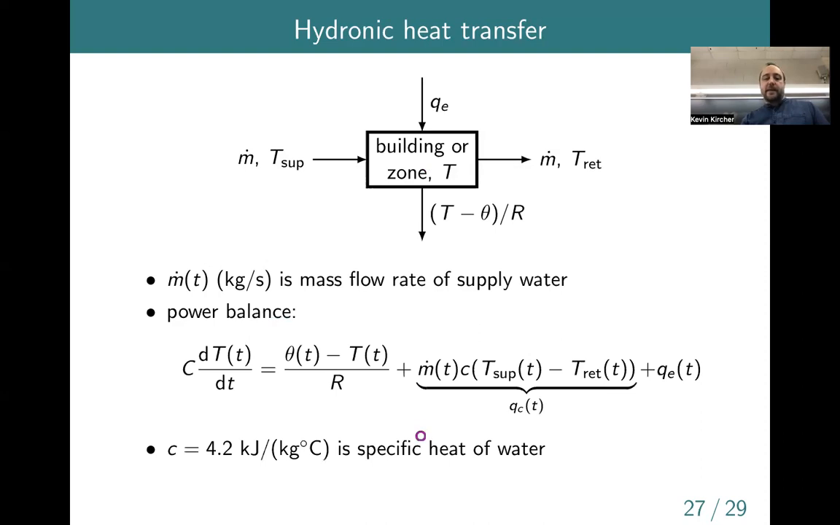So if we do the power balance again, we get a very similar looking term, but now rather than having a T supply minus T, we have T supply minus T return. And then here C is the specific heat of water. And water is pretty well modeled as what's called an incompressible substance. So we don't have two different specific heats, one for heat transfer at constant pressure and another one for heat transfer at constant volume. We just have one. And so there's no subscript, we just call it C. And that's 4.2 for water. Okay, so again, that m dot C delta T calculation.